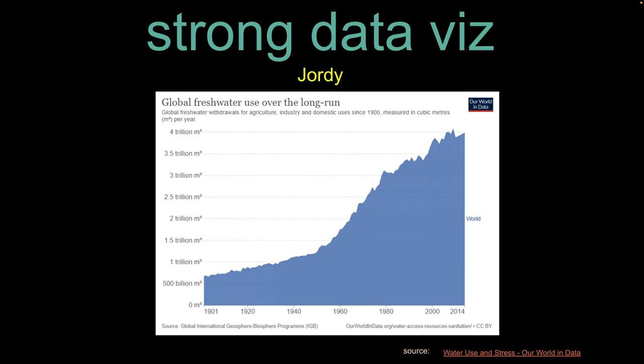1901 to 2014. Okay, so great. On the x-axis we have time, on the y-axis we have how much water we're utilizing, and it's clearly going up dramatically. So it's been going up always, but particularly it looks like after World War II, it spiked a lot. Cool. And what do you like about this?